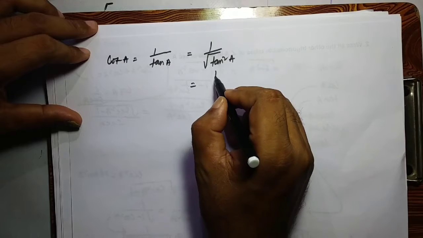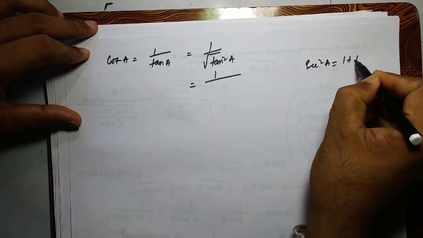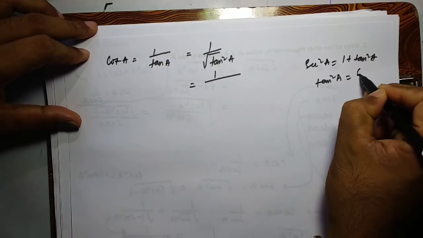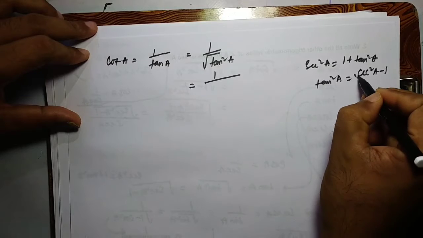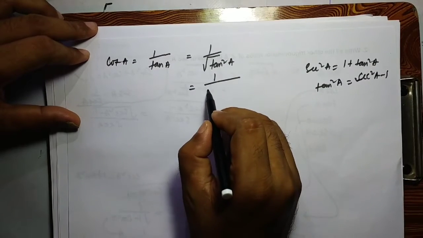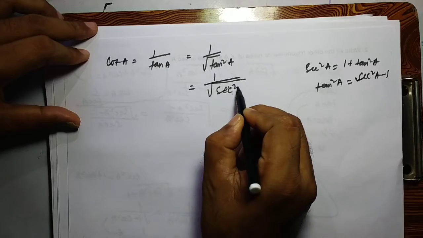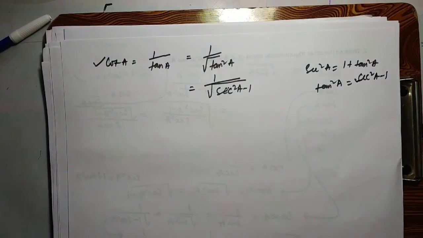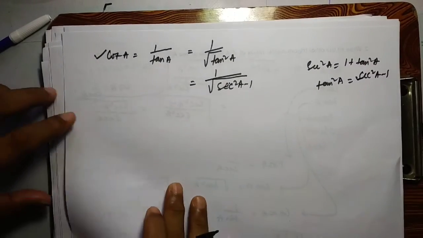So root of tan square is nothing. We know sec square A equal to 1 plus tan square A, or tan square A equal to sec square A minus 1. So in this case, this will be sec square A minus 1. So the question is solved. Okay.